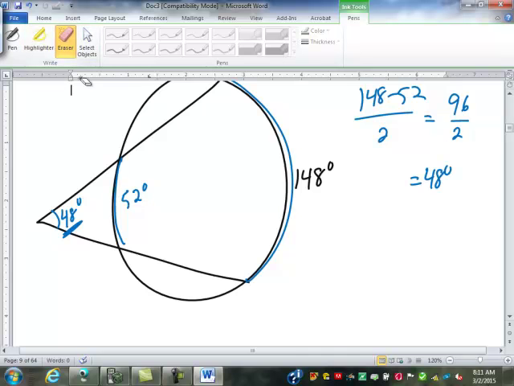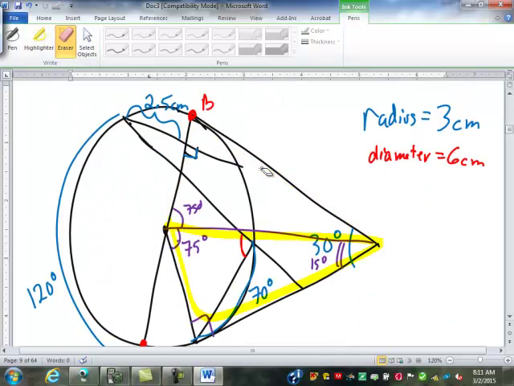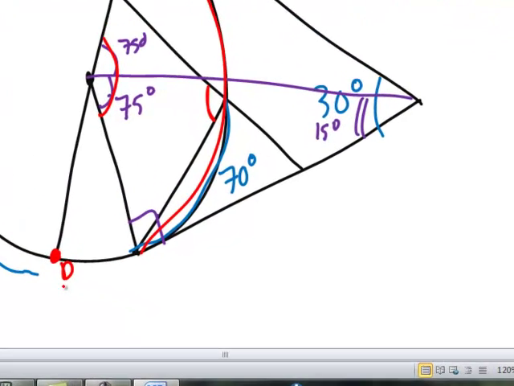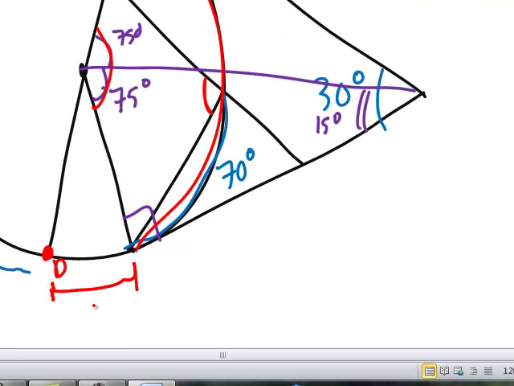Oops, where'd I go? Get back here. It's running away on us. So now, that's 150, which means this arc is 150, which means this arc is 30, 180. It's half a circle, be 180, right?